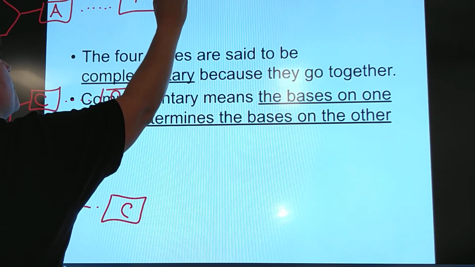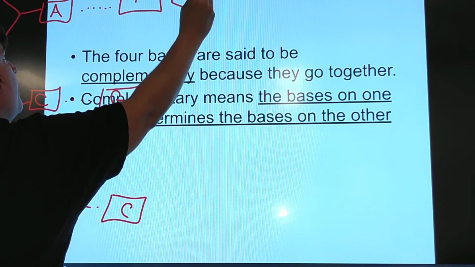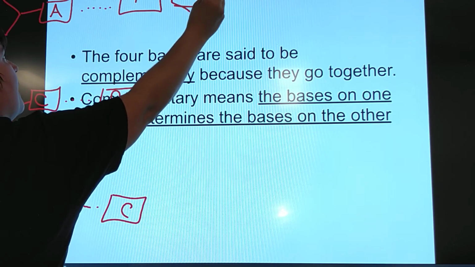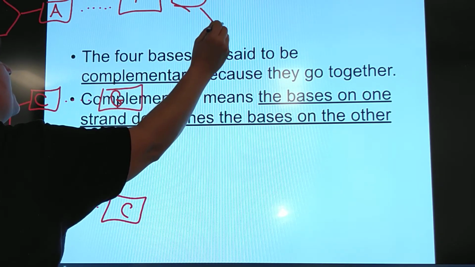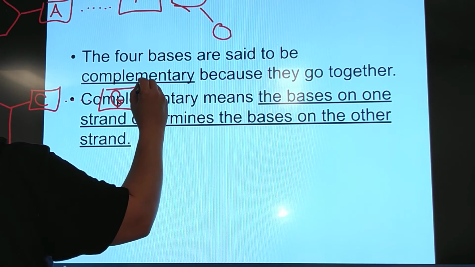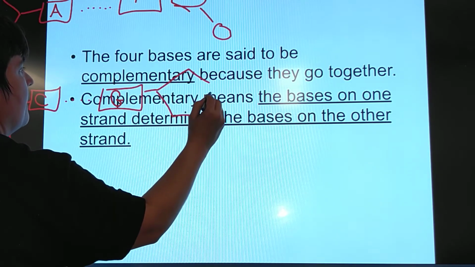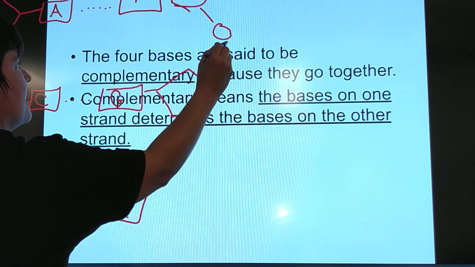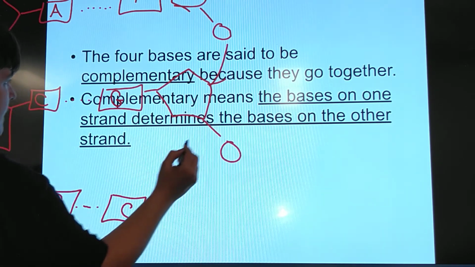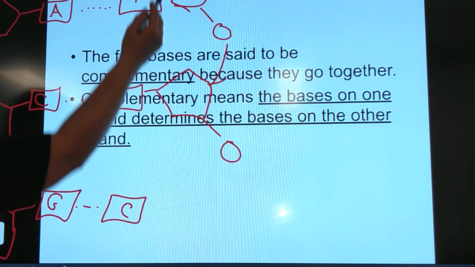And then we would have that sugar right there that one was stuck to. And that would have a phosphate come off there. And it would be stuck to the phosphate of the next one. And then this one would be stuck on that next one. And then it would stick to that phosphate. And we have a phosphate here. And so on. And these would be our rungs.